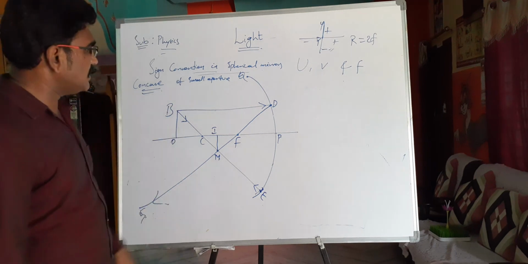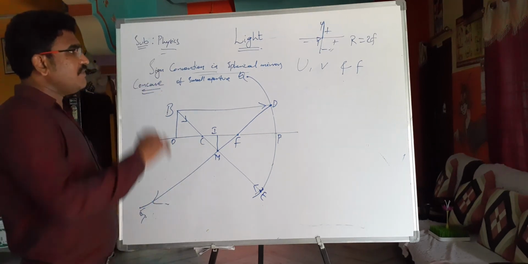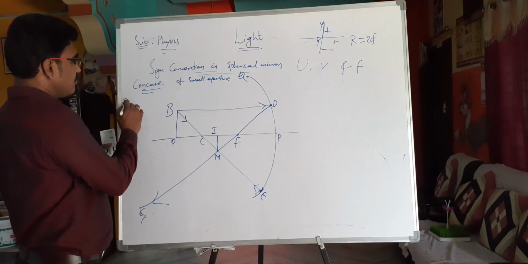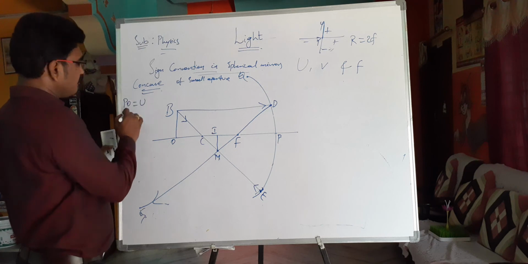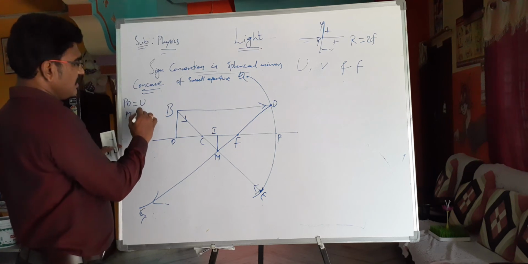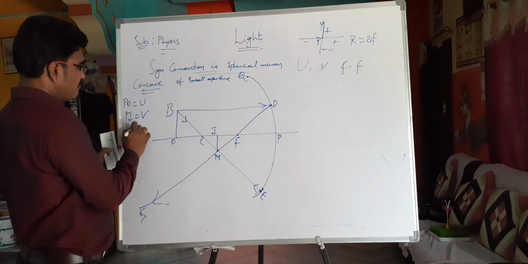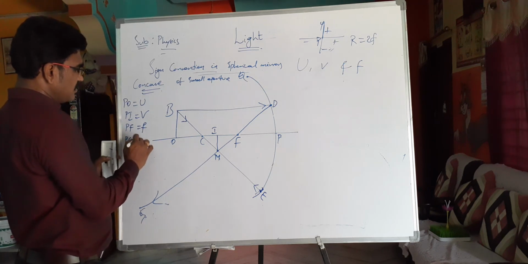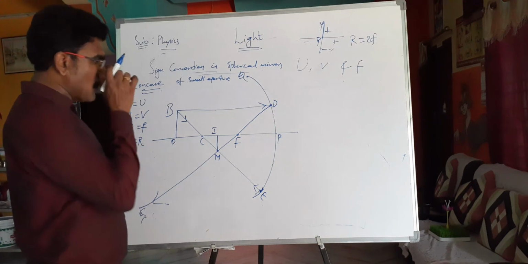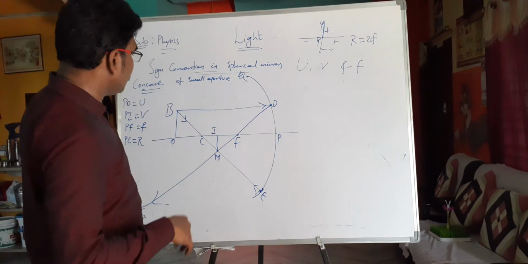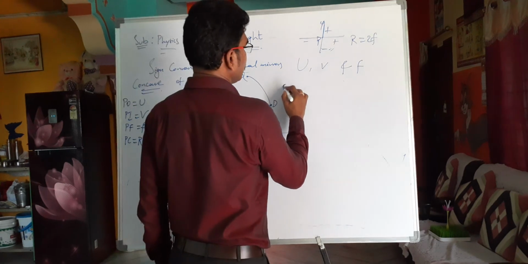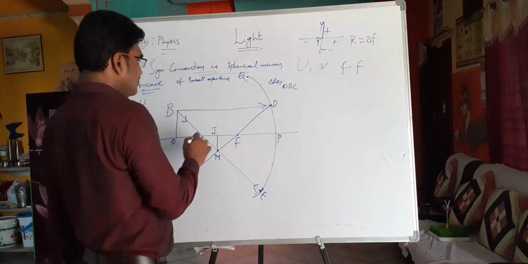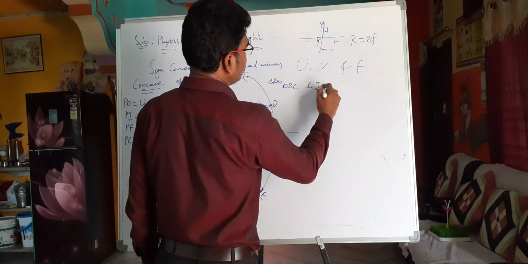Now this is the condition. I want to give the relation between U, V and F. From this, always take here: what is PO? PO is U, PI is V, PF is small f, and PC is capital R, the radius of curvature. Now, I take two triangles here, triangles OBC and IMC.